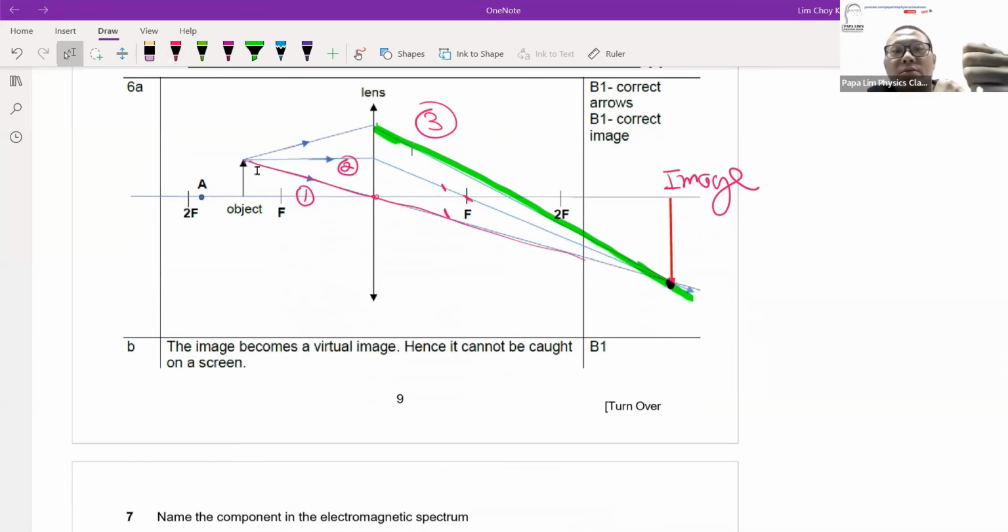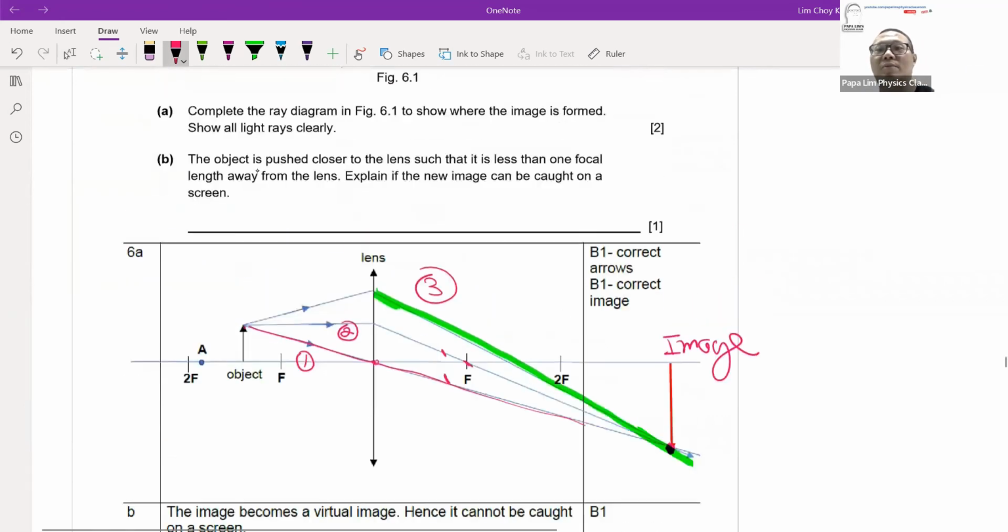Okay, so 6 of them, you need to know them and know how to draw, and you need to know the locations of the objects. You need to know the location of the image. You need to know the characteristic of the image. If not, you will not be able to identify or to describe the image correctly. And after that, the last segment is for the 6 diagrams. You need to know the uses of these lenses.